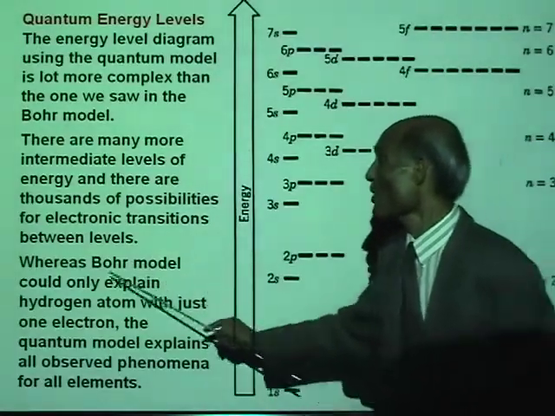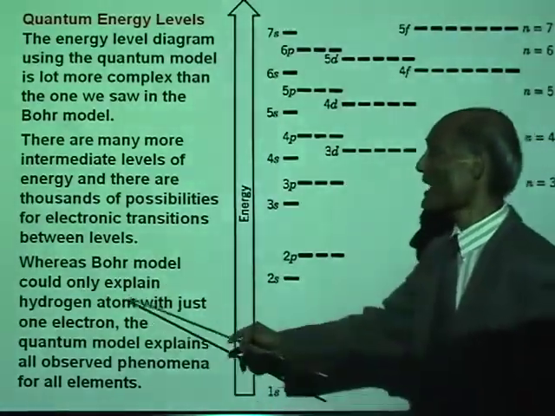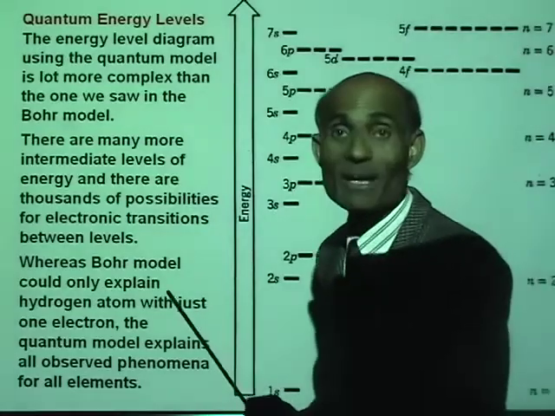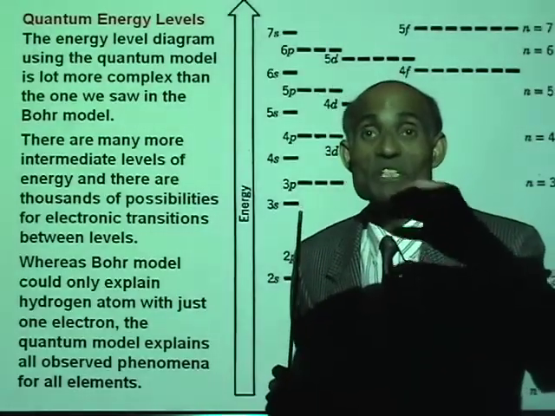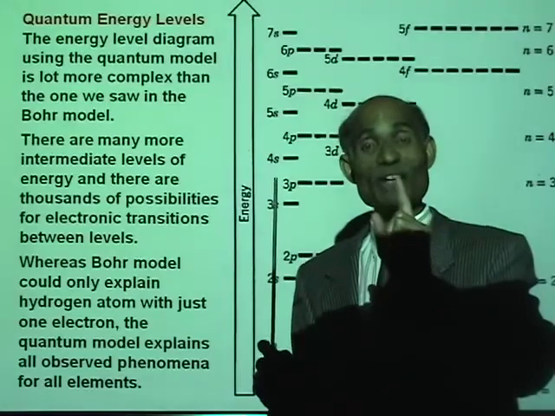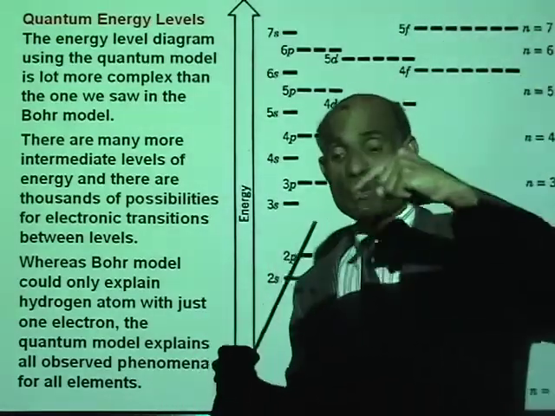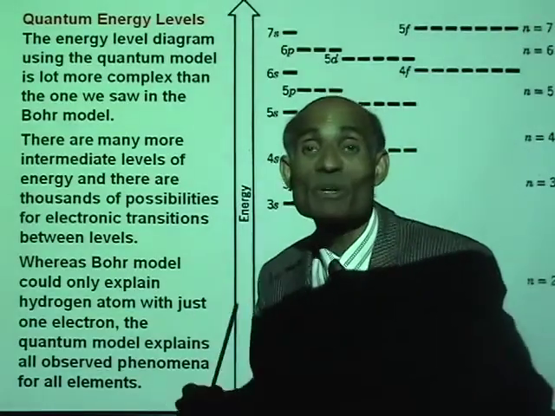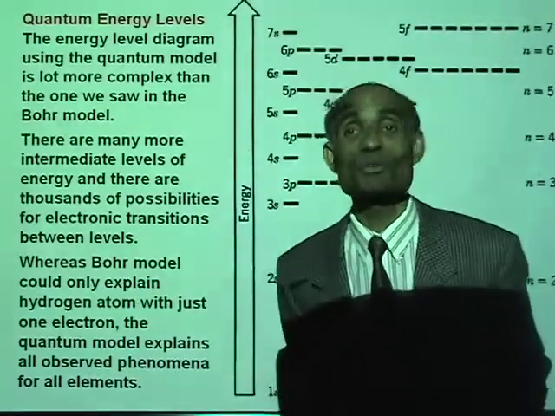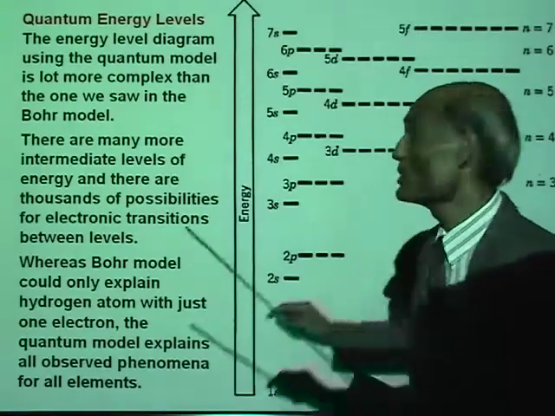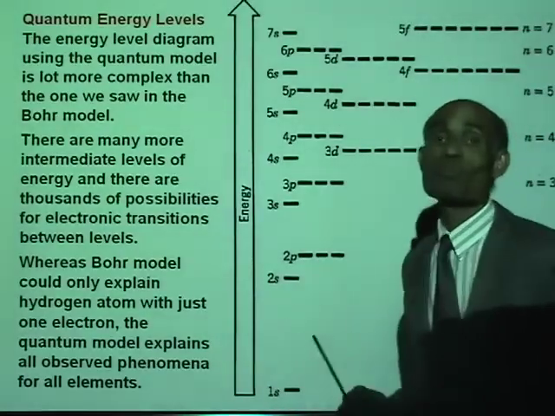Whereas the Bohr model could only explain the hydrogen atom. Well, the hydrogen atom is the simplest atom, only one electron. The Bohr model could explain it very well. But when you go to higher elements, the Bohr model could not explain it. It needed the quantum model for that.